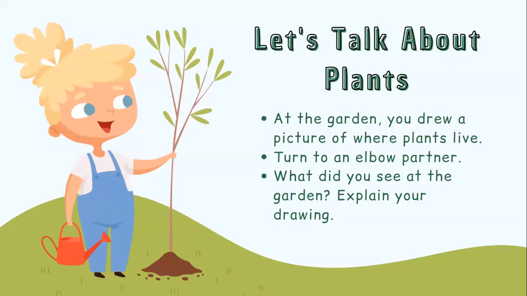Thank you, Taylor. So after we do our exploration at the school garden, we are going to jump into the explain portion where students are going to talk about their drawings. Just like we said, at the garden, they drew pictures of where the plants lived. In our example, we drew a picture of the garden bed and where the vegetables were living. So we're going to have students come back into the classroom and sit down. They're going to turn to an elbow partner and be asked, what did you see at the garden? And they're going to explain their drawings to one another.